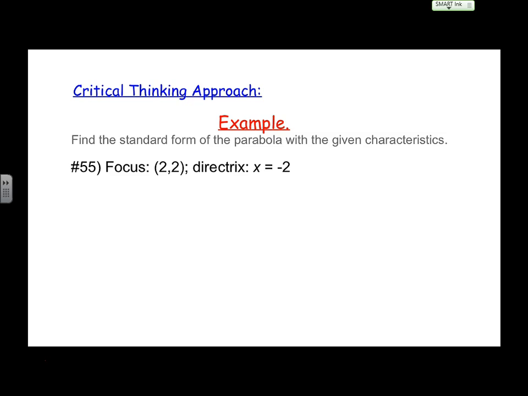You're like, I don't like pictures? Well, you're going to have to see a picture. But do you see how the focus is always a point? But the directrix is only x equals when. Ready?